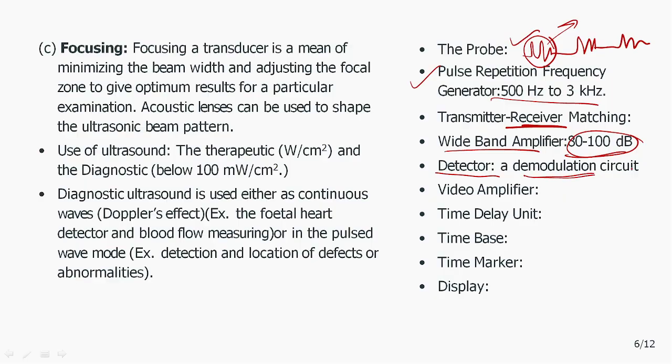So, we are capturing the baseband signal after detection, and that signal will again be amplified using a video amplifier or log amplifier. Then we have another time delay unit. This delay is normally generated and introduced inside the pulses, and next one is the time base and time marker. These three are basically used for display purposes, and the captured signal after detection is displayed on the oscilloscope or CRT monitor.